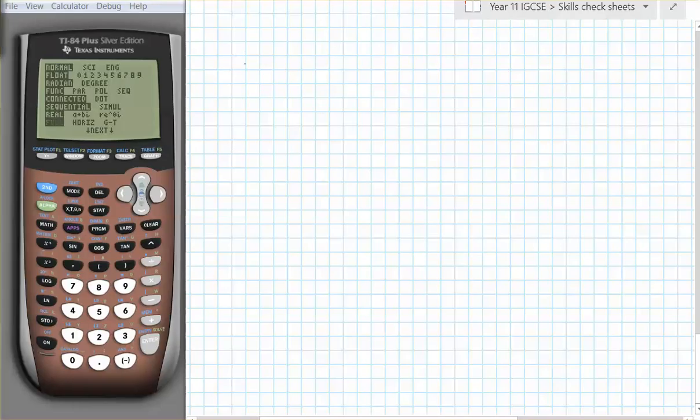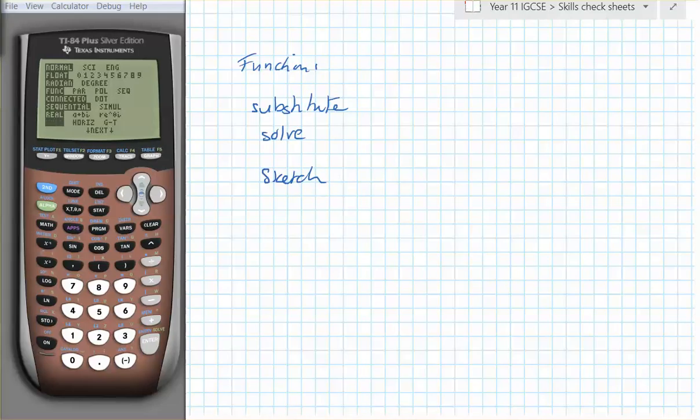So, if we talk functions, whatever function it is you've got to put in, you're basically going to be asked to do the same things, aren't you? All right? Substitute, solve are the two things that you can be asked to do. Also, sketch, right? So most of what you're going to be asked to do is within this topic. So what are the range of things that you're going to have to do? Okay.